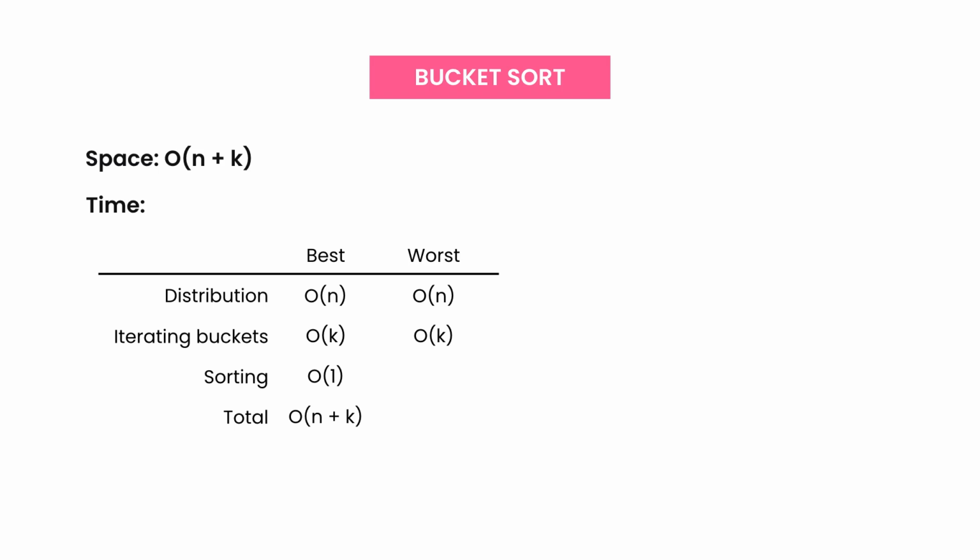Now, in the worst case scenario, all the items are in a single bucket. Here, bucket sort will take the time complexity of the underlying sorting algorithm. For example, if we use insertion sort, the time complexity will be O of n squared. So overall, the time complexity of bucket sort can range from O of n to O of n squared. And this is dependent on the number of buckets.